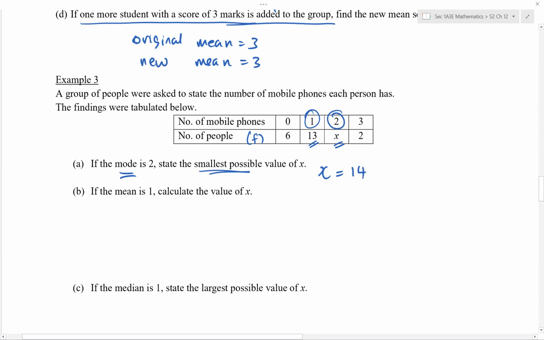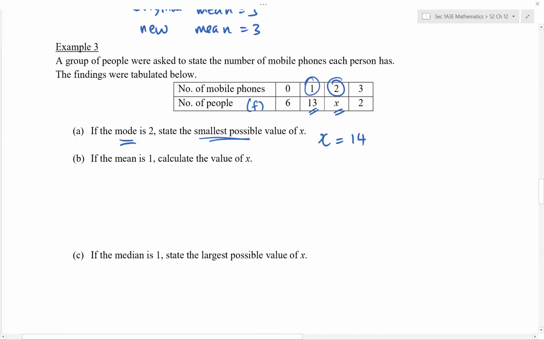Now they tell us that the mean is 1. Calculate the value of x. We do what we've always been doing. 0 times 6 is 0, 13 times 1 is 13, 2x, and here we've got 6. Summation of the frequency: 19, 20, 21 plus x. Summation of fx, we've got 19 plus 2x.